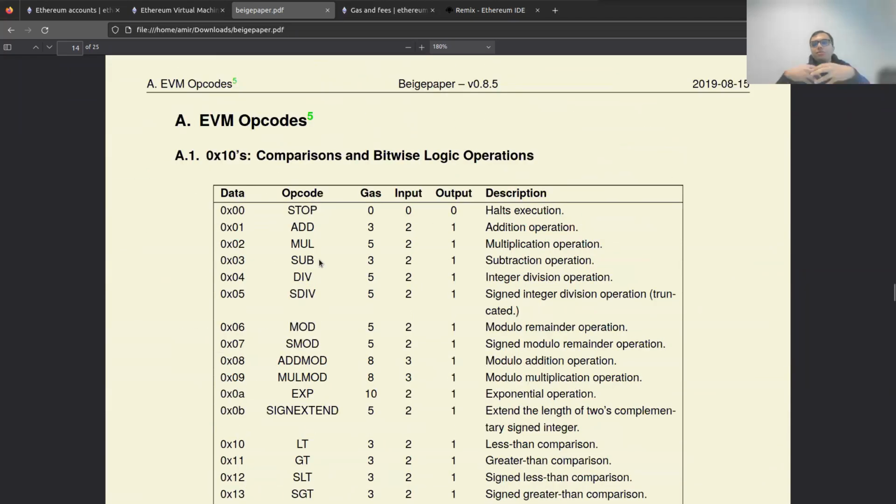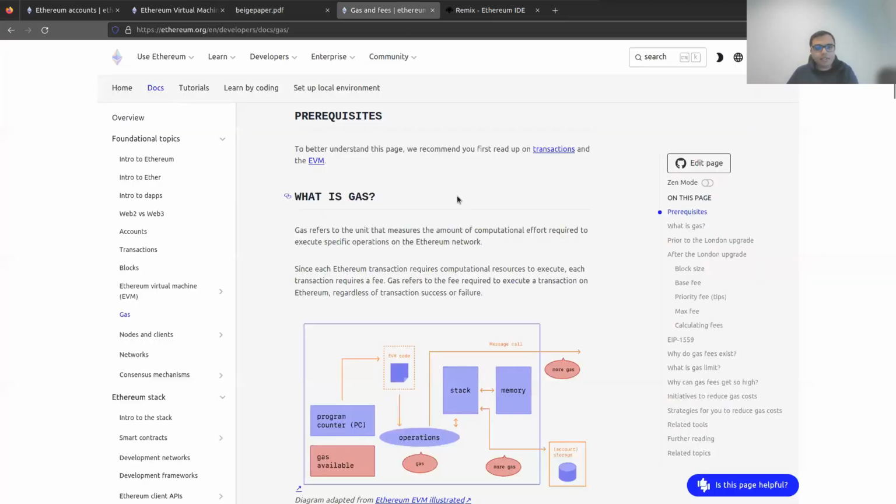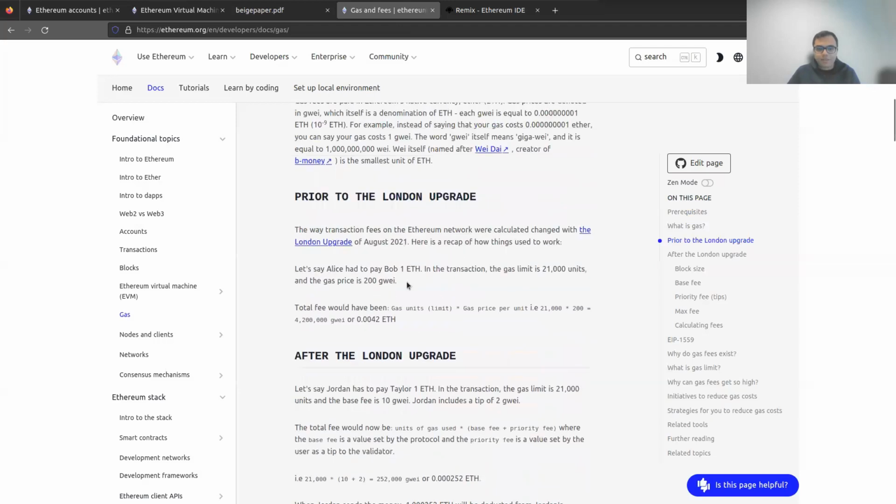So whenever you do a transaction, your transaction is going to cause some of these operations to be executed. And then every node on the network is running all of these operations. So every node on the network can keep track of how many units of gas your transaction is using overall. And then they're going to charge you for that many units of gas. But how does it work exactly? Well, let me first tell you how it used to work, because that's much more intuitive, but then I will tell you how it works recently.